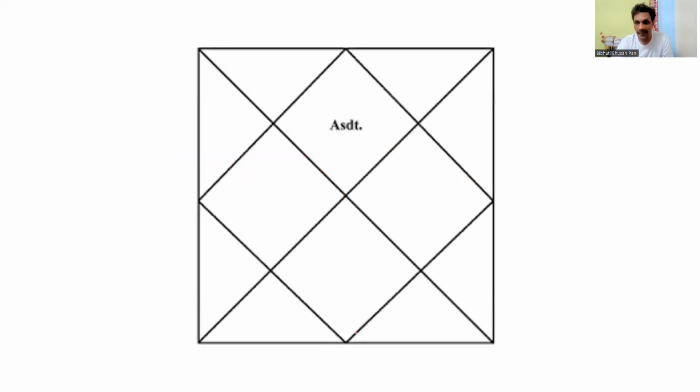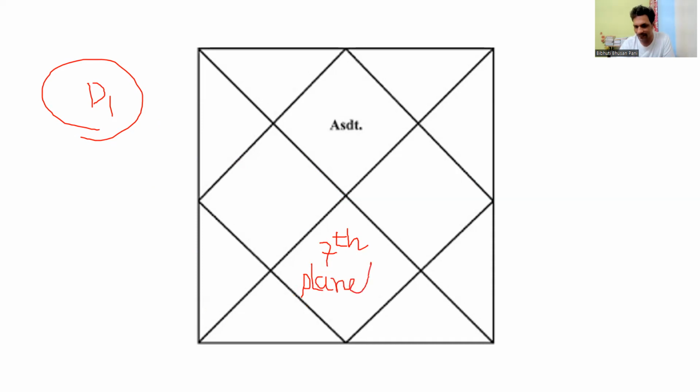Look, when we are talking about marriage, what are the things we are considering? First is the seventh house. So for that we will see the seventh house in D1. Then the planets in the seventh house. What are the planets there in the seventh house? Planets in seventh house. Okay.